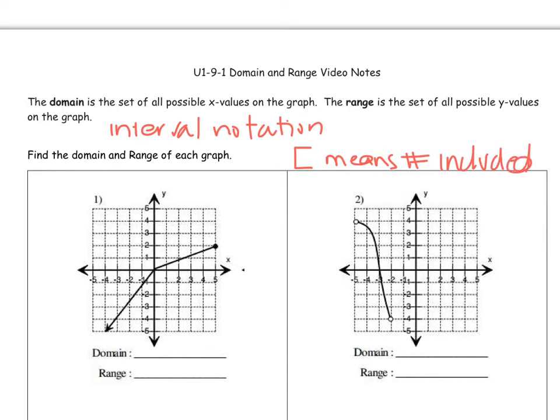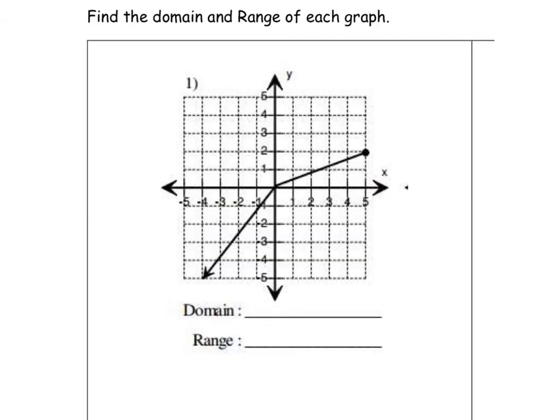If we have a parenthesis, that means the number is not included. And I'll show you what that means on the next 4 examples. So let's take a look at example 1. We need to find the domain and the range.